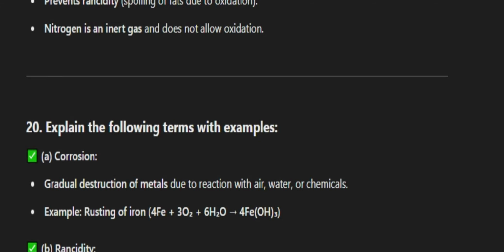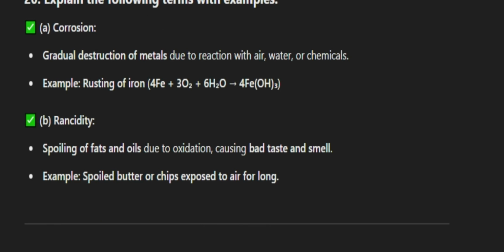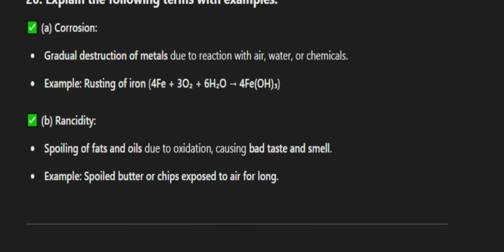20. Explain the following terms with examples. A. Corrosion. Gradual destruction of metals due to reaction with air, water, or chemicals. Example, rusting of iron, 4Fe plus 3O2 plus 6H2O to 4Fe(OH)3. B. Rancidity. Spoiling of fats and oils due to oxidation, causing bad taste and smell. Example, spoiled butter or chips exposed to air for long.